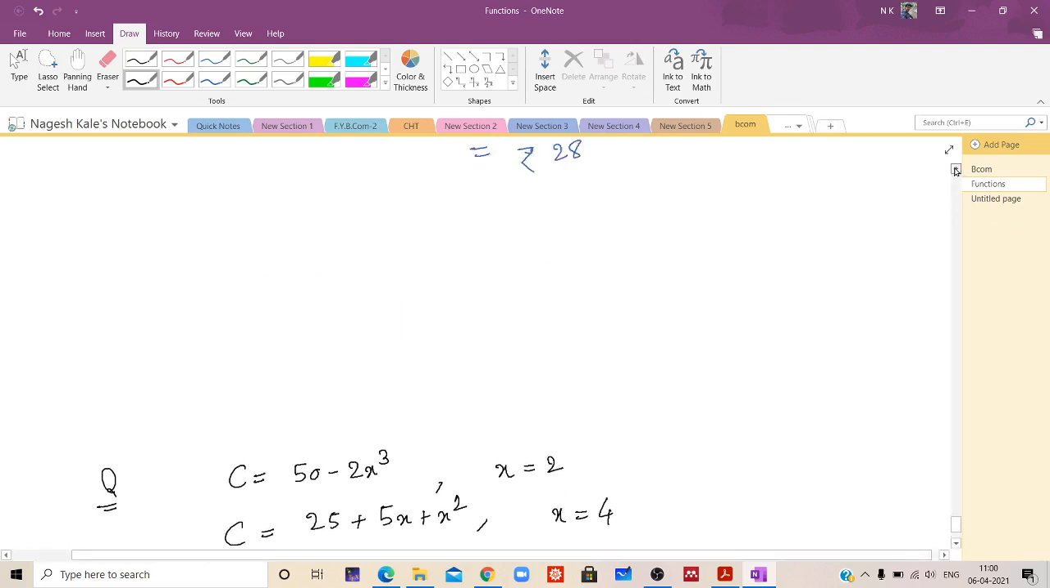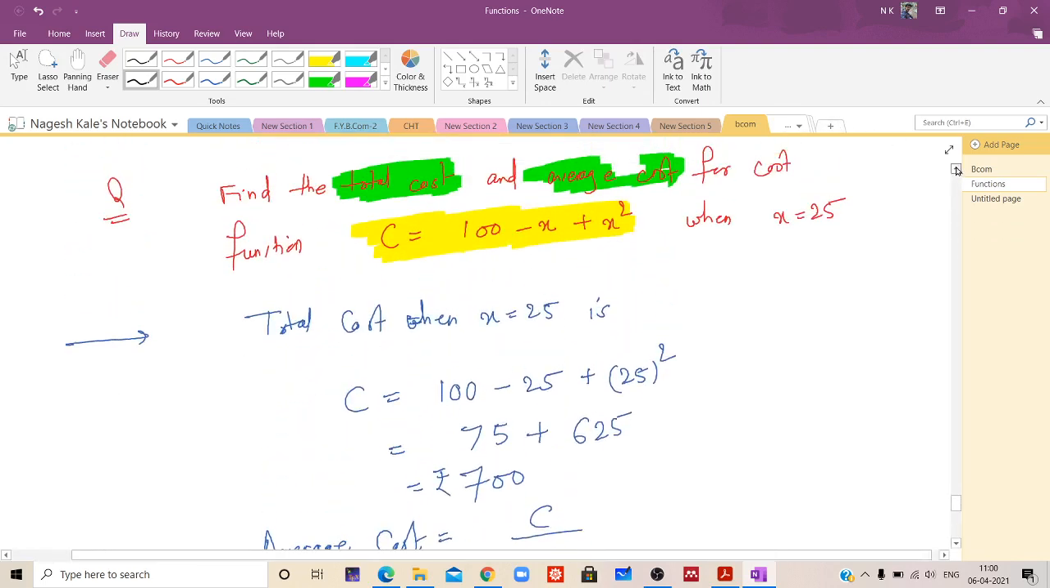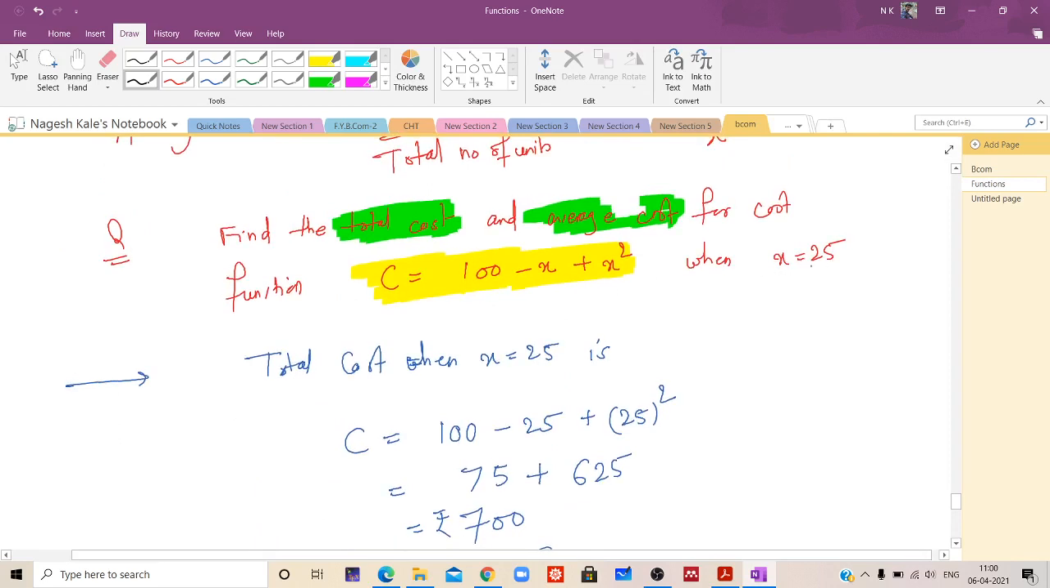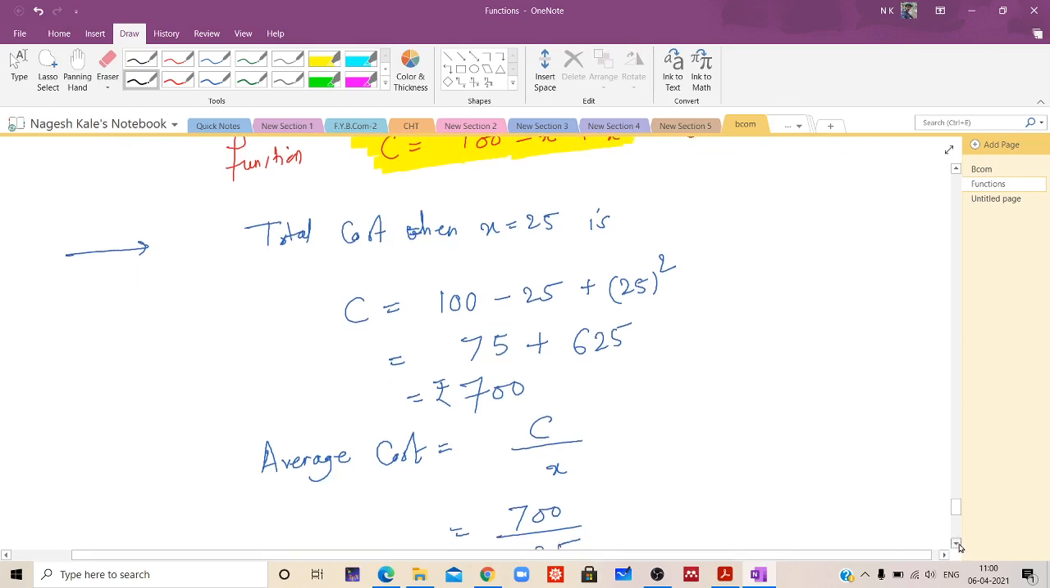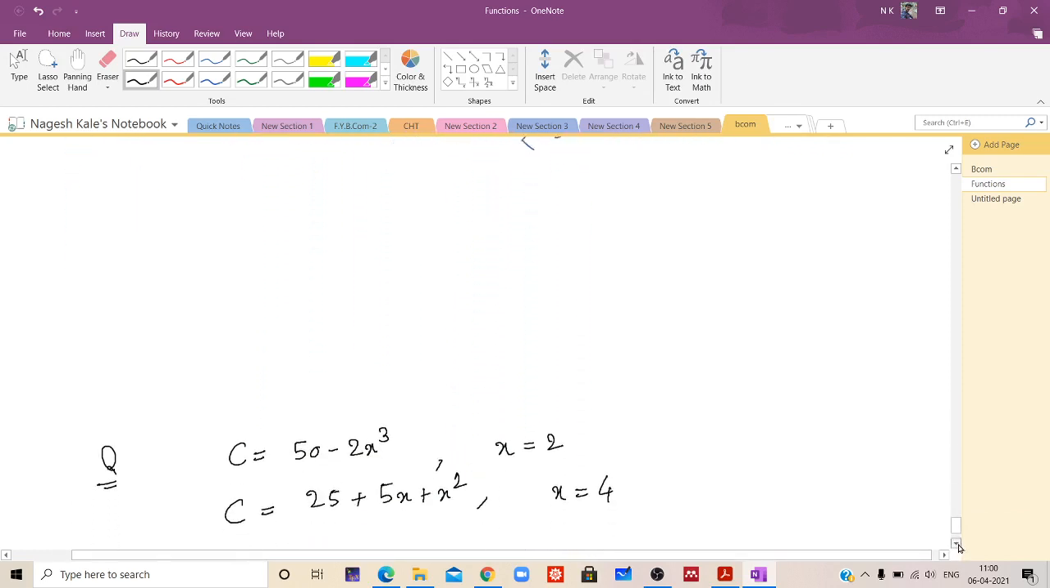So you have to do these examples, and I have shown you how you can solve them. First of all, if you want to calculate total cost, then put the value of x, whatever x is given to you, into the function and simplify that. You will get the answer for total cost. And to find the average cost, just divide the total cost by the number of units. That will give you the average cost.